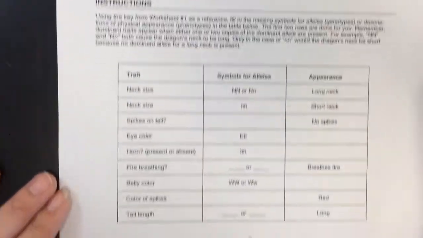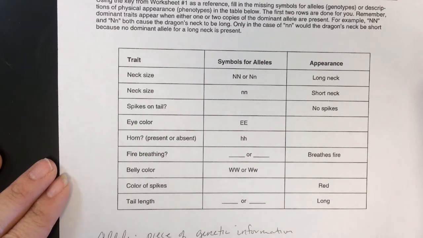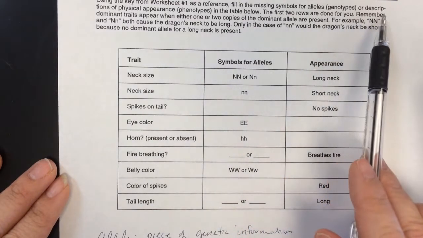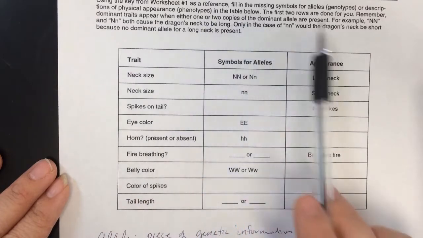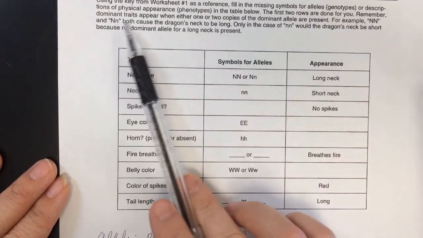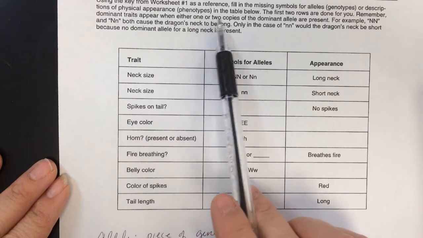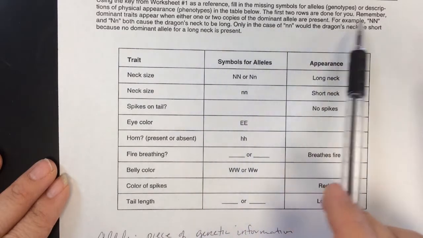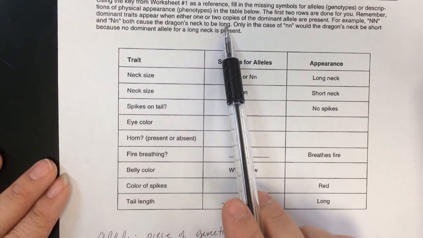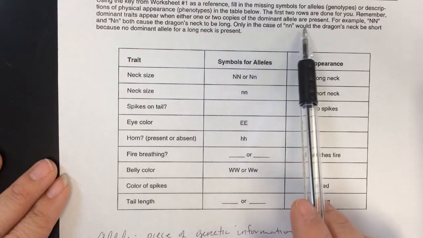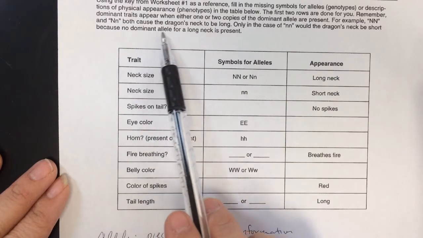So in this activity, the instructions for it, using the key from worksheet 1 as a reference, fill in the missing symbol for alleles or genotypes or descriptions of physical appearance, phenotypes, in the table below. The first 2 rows are done for you. Remember that dominant traits appear when either 1 or 2 copies of the dominant allele are present. For example, big N and big little both cause the dragon's neck to be long. Only in the case of the little n will the dragon's neck be short because no dominant allele for a long neck is present.